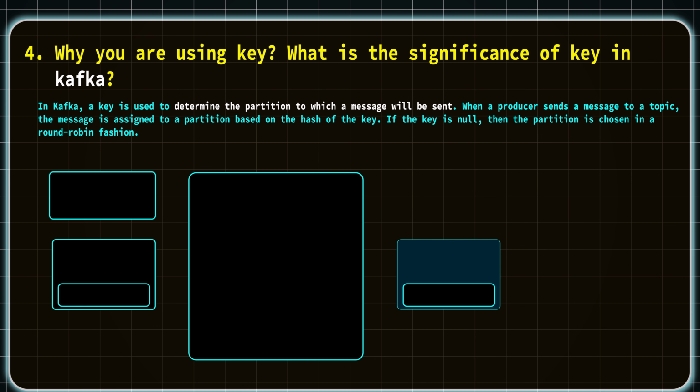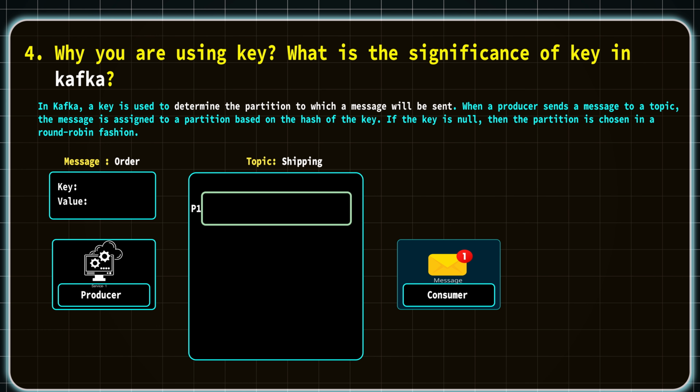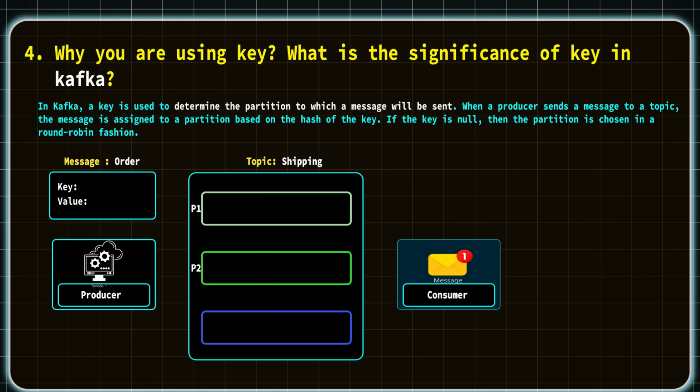Yes, you have already heard it in our discussion, right? When we discussed the structure of the message that is going to the topic, there is a key involved in that, right? And this key plays a significant role: it is used to determine the partition to which a message will be sent. So the key is used to identify its respective partition.